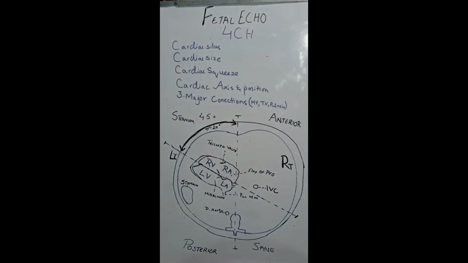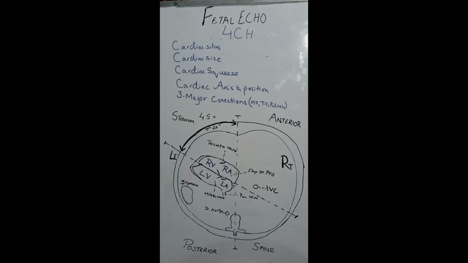The view is an axial view. We can get it by moving from the upper abdomen to the thorax. What we see on the four-chamber view is cardiac situs, cardiac size, cardiac kinetics, how it functions, rhythm, heart rate, and cardiac axis. Also, we can see the three major connections on the four-chamber view.